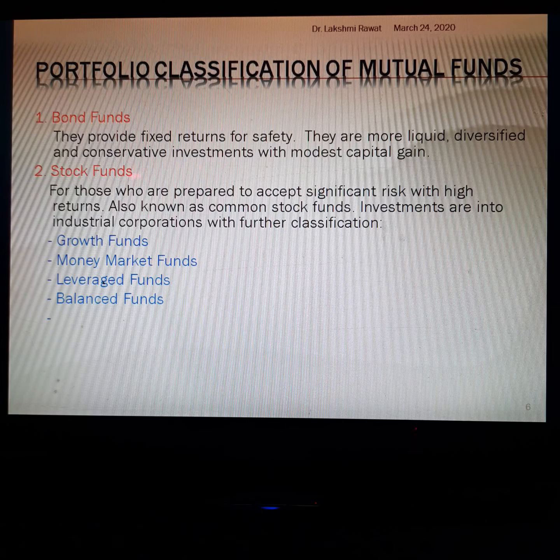The second type of funds are the stock funds. Now, stock funds are those funds which have been established for those who are ready to take up significant risks, and they have an aspiration to get very high returns. These are the common type of stock funds, and these are held in different types of diversified industrial corporations. Based on the diversification, these funds may further be divided into income funds, growth funds, and money market funds.